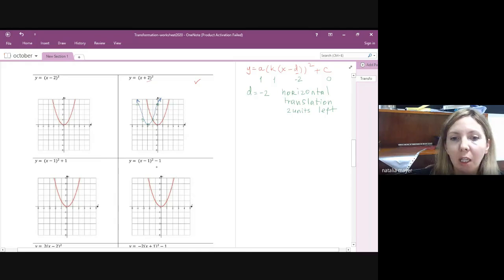Okay, here, for example, in the second example, there are 2 types of transformations. As you can see here, d is positive 1 and c is negative 1. What does this mean? It means that the parent function has been shifted 1 unit right, 1 unit down. So I now do a 2-step move. I take the parent vertex and move right and down. So I get this new vertex.